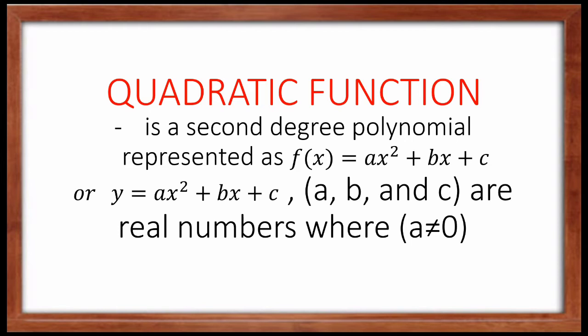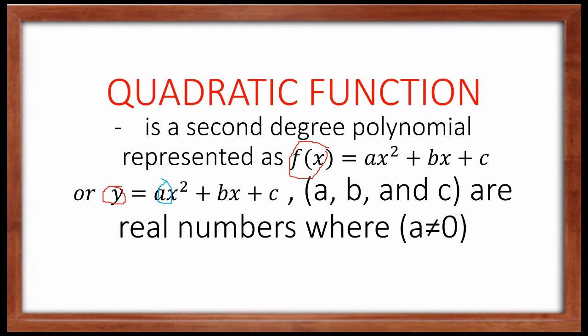Kung mapapansin natin, base sa binigay na definition ng ating quadratic function, ang f of x ay parehas lamang sa y. Meaning to say, f of x is equal to y. Parehas lamang pala yun. Parehas silang function. Next, a must not be equal to 0. Ang value ng a ay hindi pwedeng maging 0. Dahil kapag nangyari yon, hindi na magiging quadratic ang ating function. Linear na siya, hindi na siya quadratic.